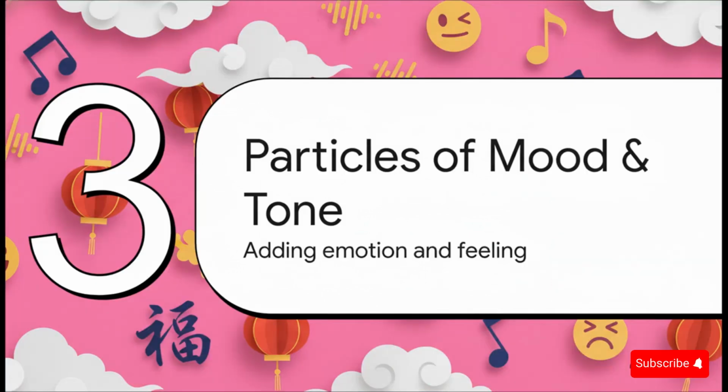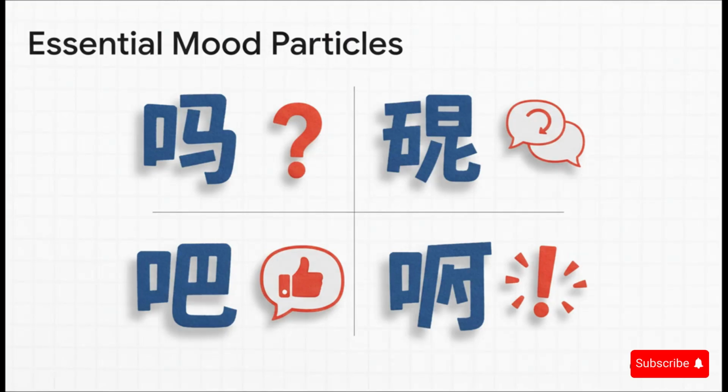All right, great work. For our final category, we're going to move away from grammar and structure and get into feeling. We're going to look at what are called modal particles. These guys don't really change the literal meaning of what you're saying. Instead, they add all that emotional color, excitement, doubt, a gentle suggestion that makes you sound like a real person, not a textbook. We're going to focus on 4 of the most essential ones. We've got ma, which is your basic question mark. Then there's ne, which is perfect for asking, what about you? We have ba for making suggestions, and a, which is just a little powerhouse of enthusiasm.